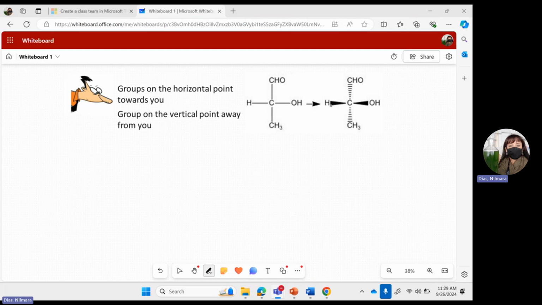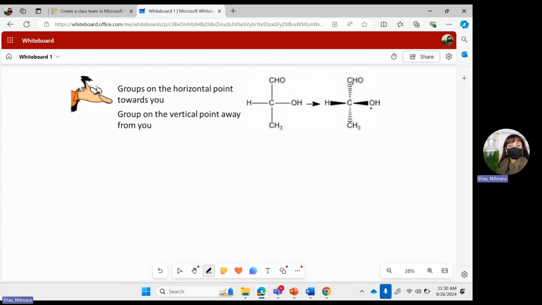The second thing that you need to remember, that's a very good reminder, is that Fischer used the horizontal line to show that all the substituents, or the groups, point towards you, and the vertical ones point away from you. And to set the priorities, you need to know the atomic number of the elements directly bonded with the carbon, the chiral center over here.